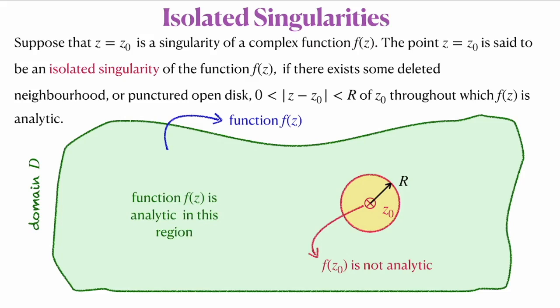So that means we should be able to remove a neighborhood from the singularity and the rest of the function should be analytic. So that is the understanding of isolated singularity. So let's look at an example.